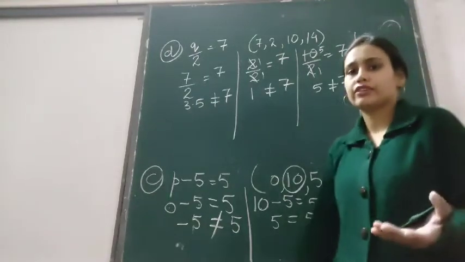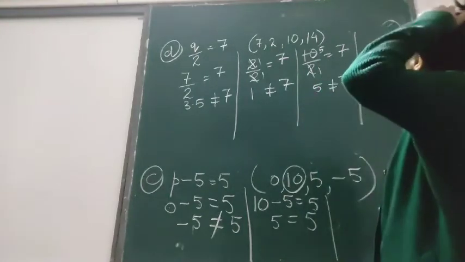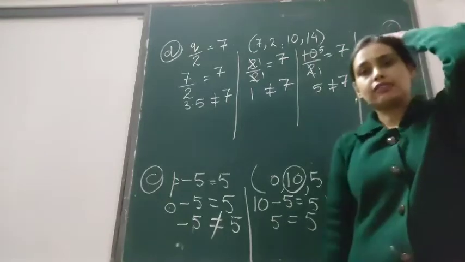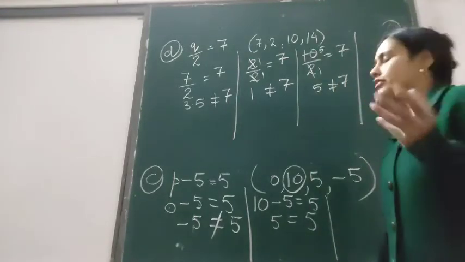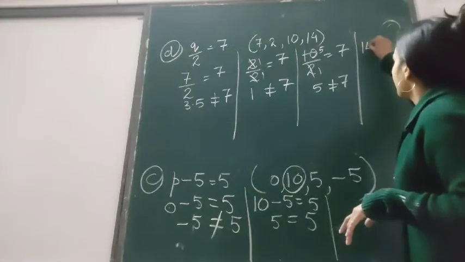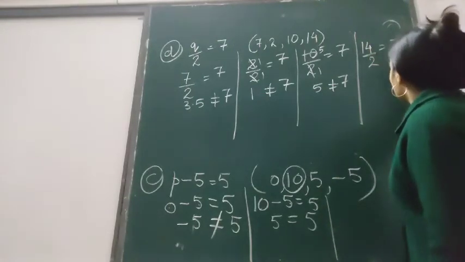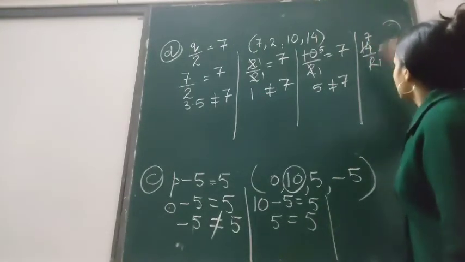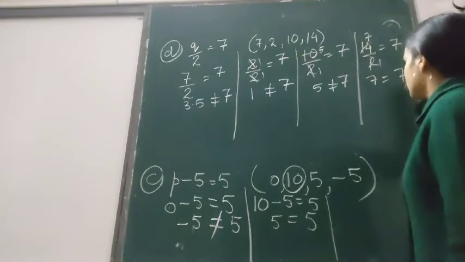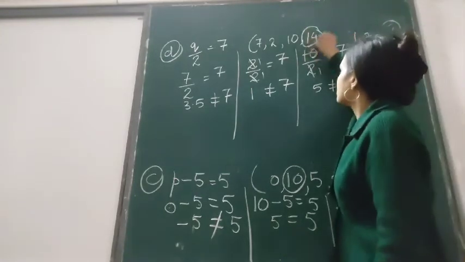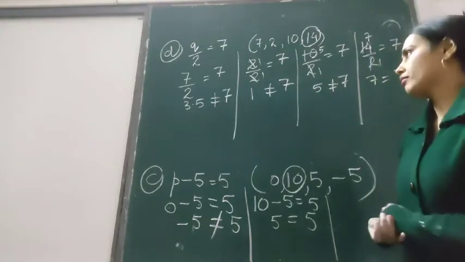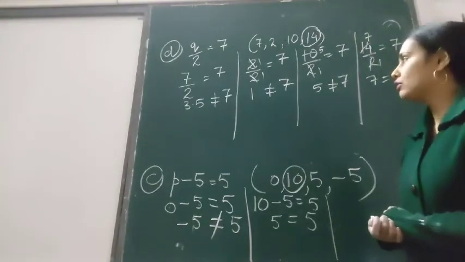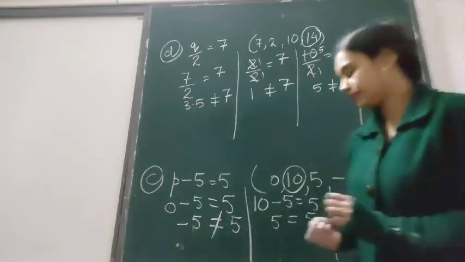So it's quite obvious. The last one, that is 14, will satisfy the equation, but still we solve. Okay, 14 by 2 is equal to 7. 2 sevens are 14, so 7 is equal to 7. See, 14 is satisfying the equation. So this completes D. Now we start E.